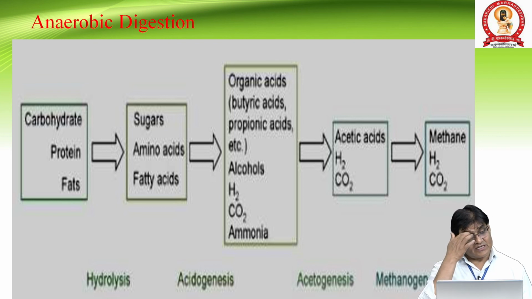Carbohydrates, proteins, fats, this type of waste, plant residue, grains, in which the carbohydrates, proteins and fats are further converted into sugar, amino acids and fatty acids by hydrolysis. After the hydrolysis process, the acidogenesis process goes on. After acidogenesis, organic acids such as butyric acid and propionic acid, etc., and alcohol, hydrogen and carbon dioxide form. Last stage, the methanogenesis process. In methanogenesis, we convert the acidogenesis products into methane, hydrogen and carbon dioxide. The methane is a very useful fuel for different uses.